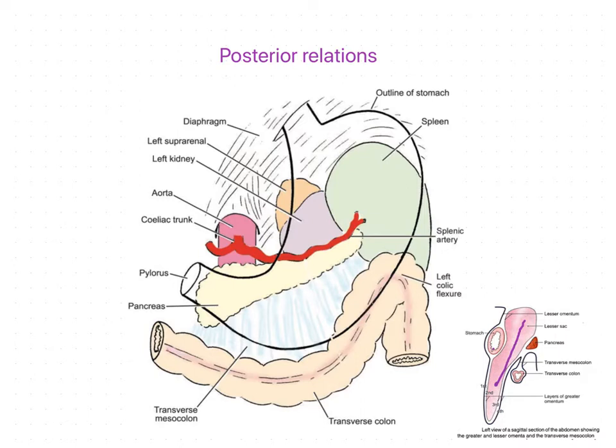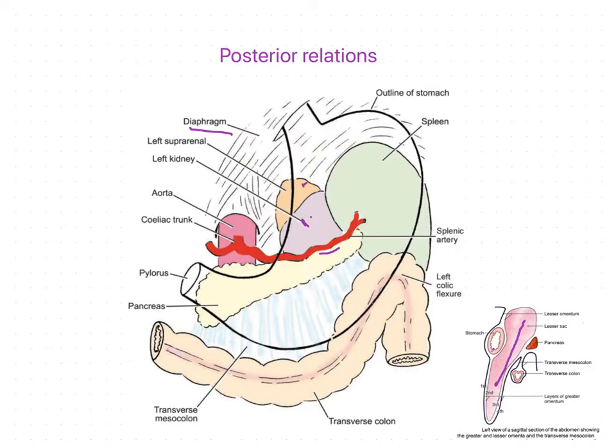Here we can see the posterior relations. One is the diaphragm. Next one is the left kidney. Here we can see the left kidney is related on the posterior aspect, and over this left kidney we can have the left suprarenal gland. And next one is the pancreas. All these are present on the posterior aspect.